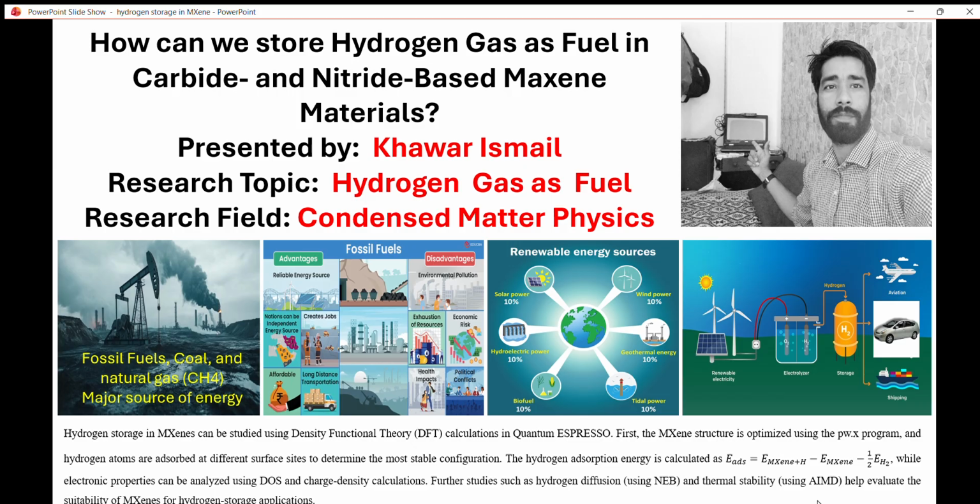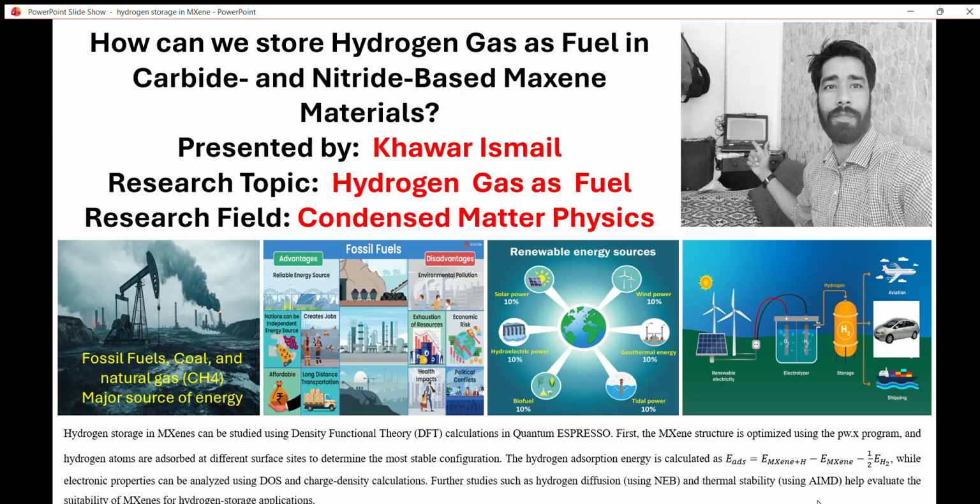Today I present hydrogen gas as a fuel in carbide and nitride-based MXene material. Research topic: hydrogen gas as a fuel in future applications, and research field: condensed matter physics. Condensed matter physics deals with materials at the nanoscale by two methods: one is theoretical and the other is experimental.